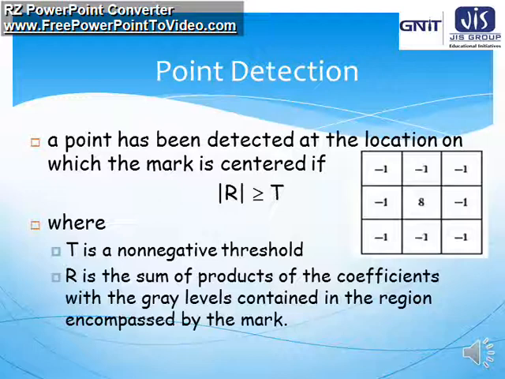If there is no isolated point, the response of this mask should be equal to 0. But if there is one or some isolated points, the response of the mask should be a non-zero value. So from this mask we can easily detect isolated points. That's why this is known as point detection.